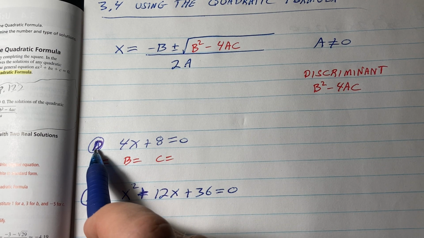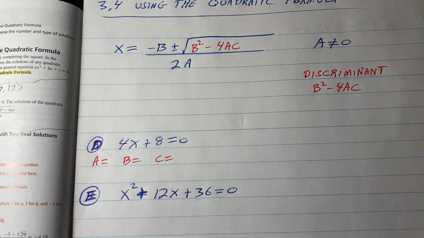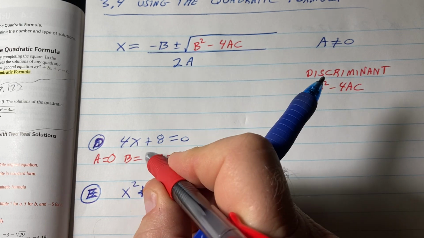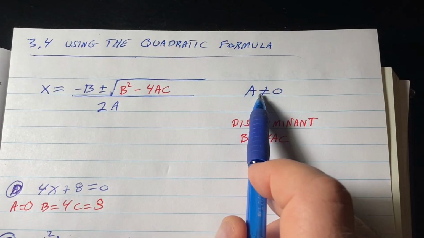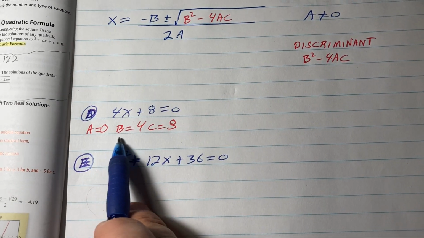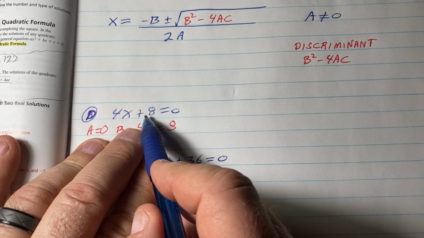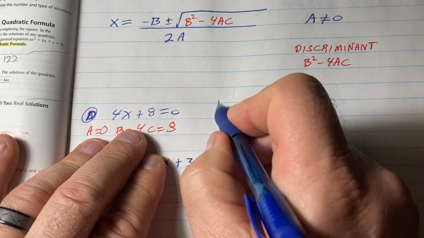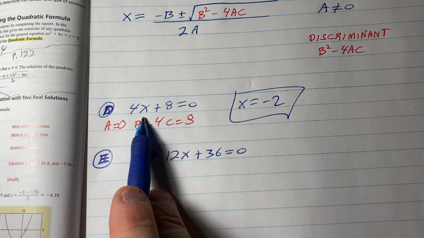Equation D. You have to put it in standard form. 4x plus 8 equals 0 is in standard form. What's the value of a? The value of a is 0, b is 4, c is 8. A cannot be 0, and here a is 0. Why bother with this when you can do it a lot faster: subtract 8 on both sides, divide by 4, x equals negative 2. Why use the harder way when you can do it the smarter way?